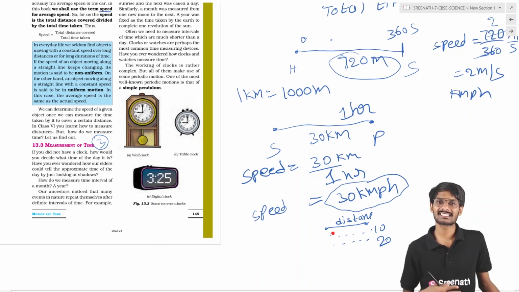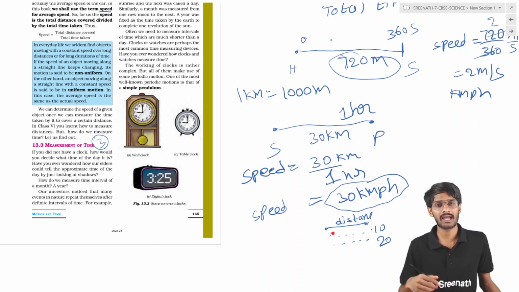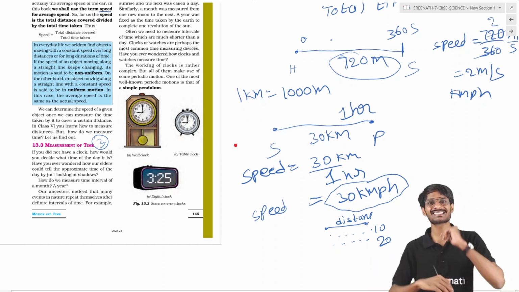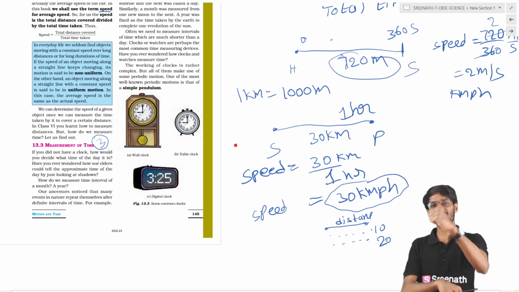So by that you can say, I am having good speed, or I am having less speed, like that, students. Okay, students. So that's it, students. That is our second topic, speed.